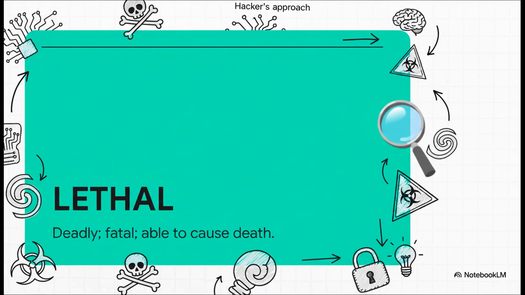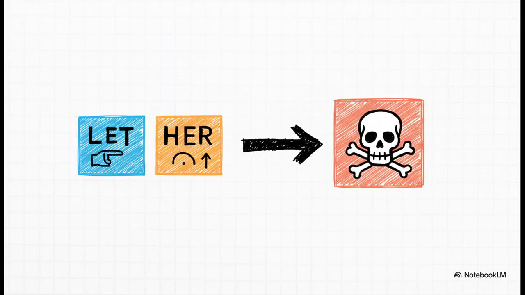And for our last example of the hacker's approach, we've got lethal, meaning deadly or fatal. The mind trick here is to literally hear the words inside the word. You break it apart into this short, dramatic sentence. Let her die with a lethal weapon. It's pretty grim, I know, but it creates this strong phonetic link that's really hard to forget. The hacker values effectiveness over elegance every single time.